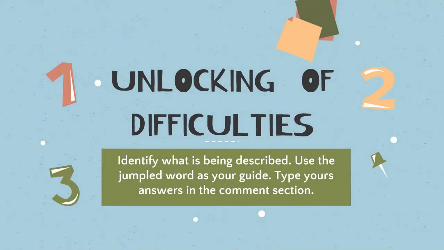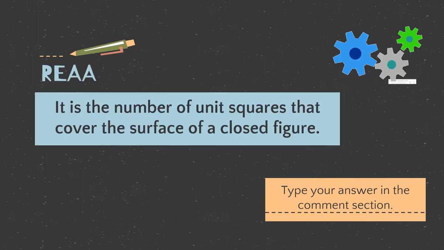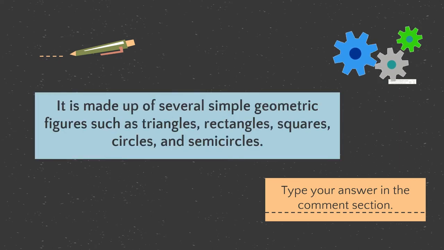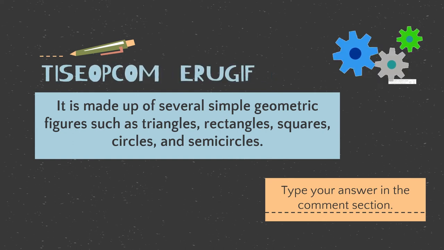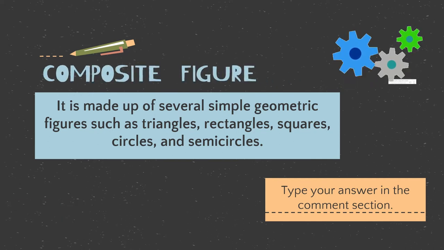Let's have another activity. Let's unlock the words by identifying what is being described. Use the jumbled word as your guide. It is the number of unit squares that cover the surface of a closed figure. The answer is area. It is made up of several simple geometric figures such as triangles, rectangles, squares, circles, and semicircles. The answer is composite figure.